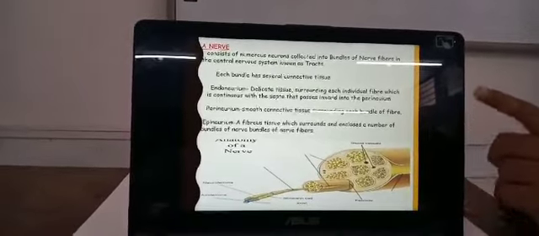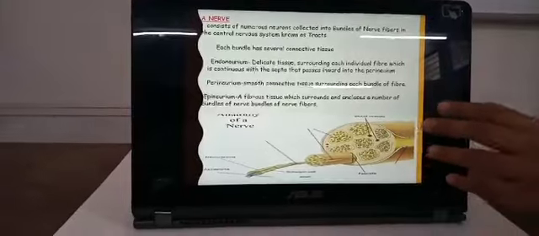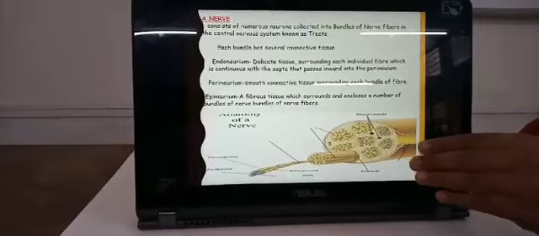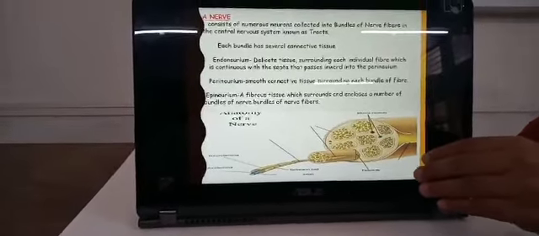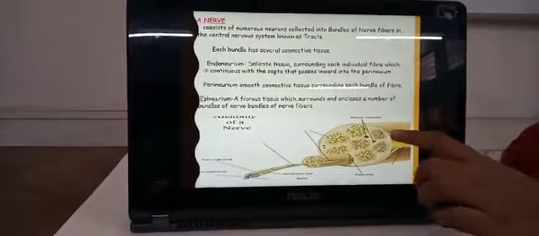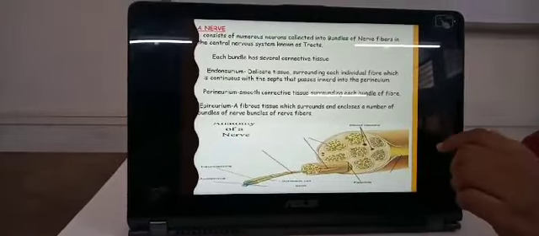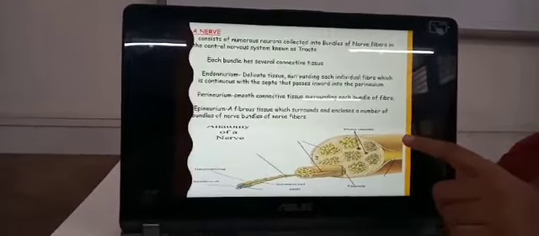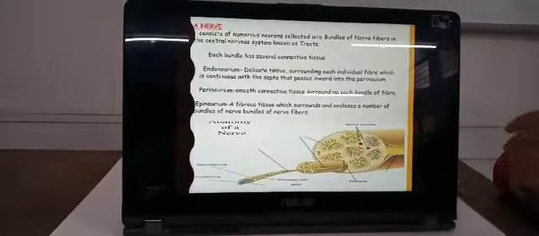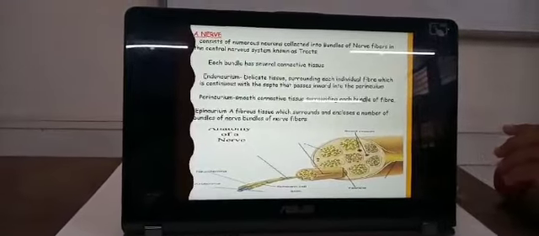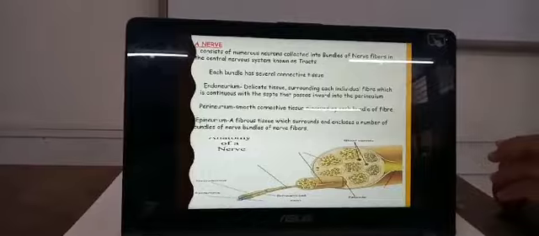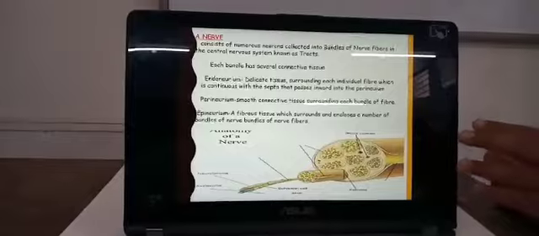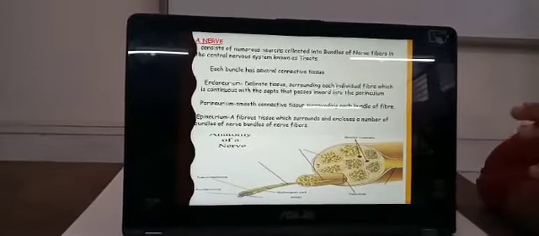One is the endoneurium. Endo itself, it is understood, it is somewhere inside. Delicate tissue surrounding each individual fiber, which continues with the septa. What is a septa? Septa is nothing but a partition that passes inward into the perineurium. Endoneurium means it is delicate tissue, a very thin layer of tissue surrounding each individual fiber, which is continuous with the septa that passes inwards into the perineurium.